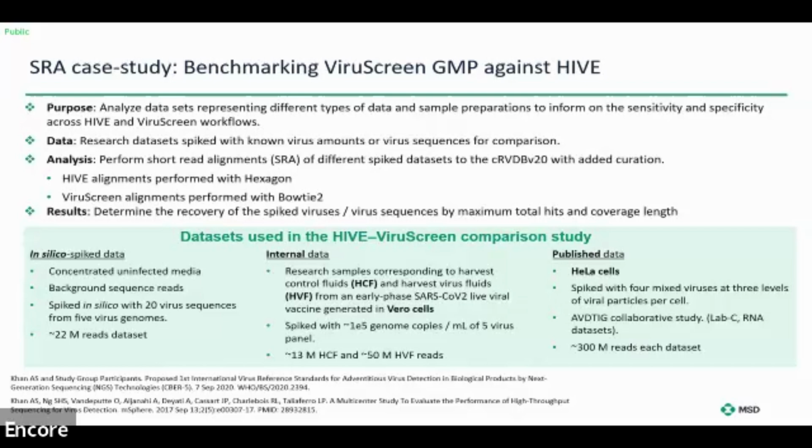We're also using internally generated data of vaccine harvests and control harvests for an early phase SARS-CoV vaccine that we had a few years ago that was generated in Vero cells. Here we're spiking those with 1 × 10⁵ genome copies per mL of the FDA panel. And then lastly, we applied this to the AFTIG collaborative study HeLa cells that were spiked with 4 viruses at 3 different levels.